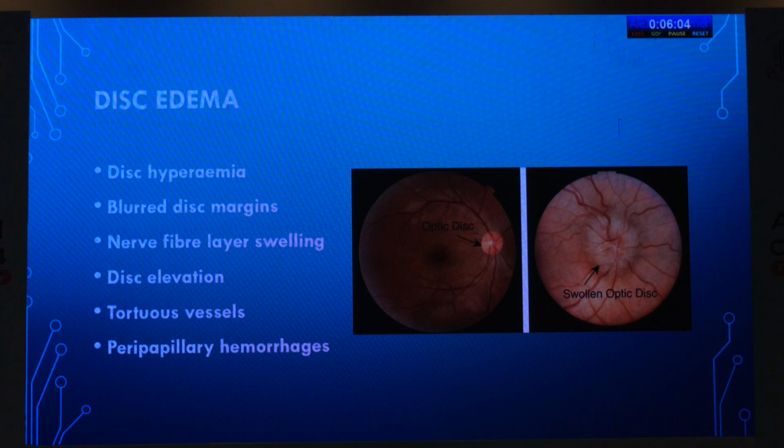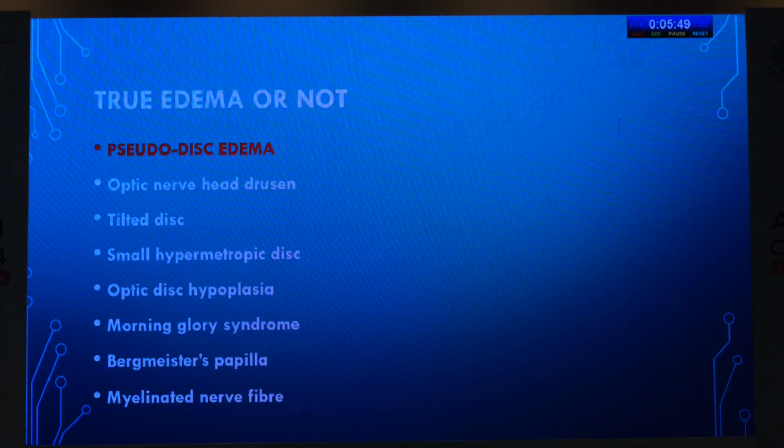So I am going on to disc edema itself. When we see hyperemia, blurred disc margin, nerve fiber layer swelling, disc elevation, tortuous vessels over the disc and peripapillary hemorrhage, we call it disc edema. When we say that this is disc edema, we must also rule out pseudo disc edema.